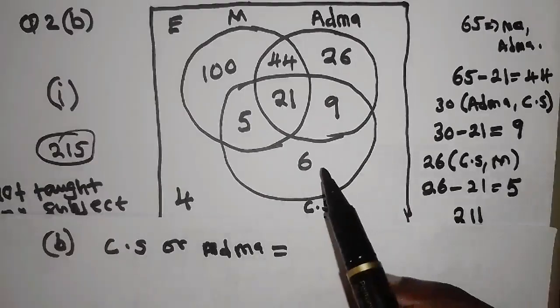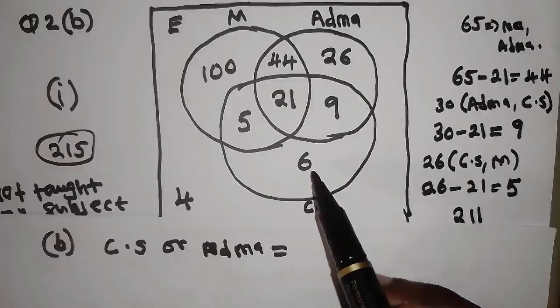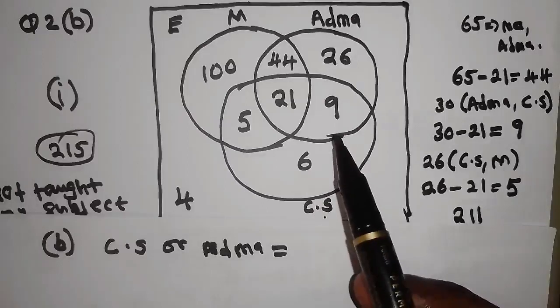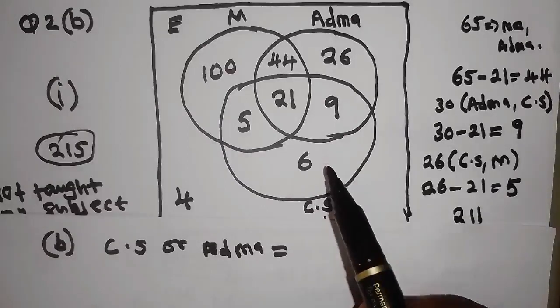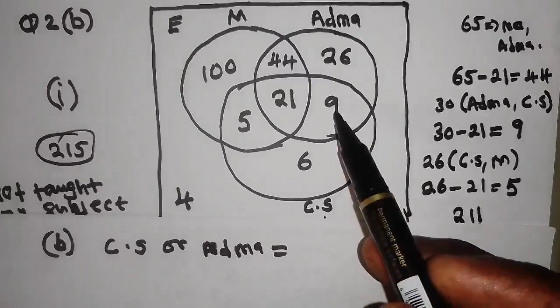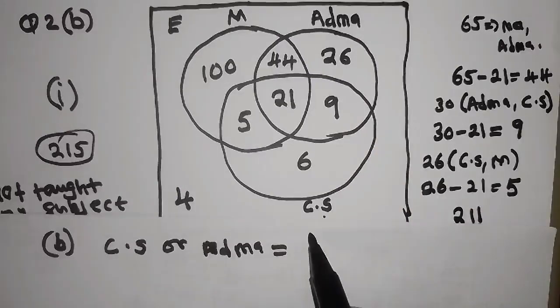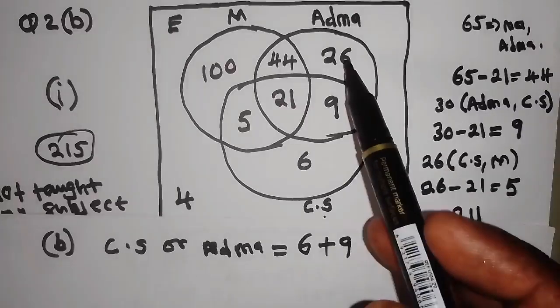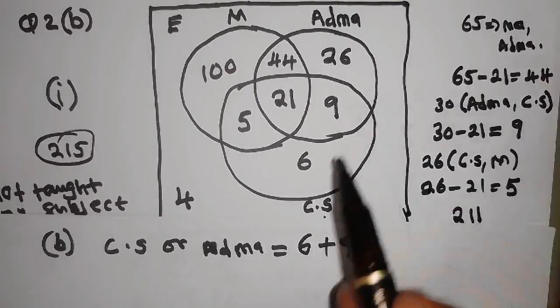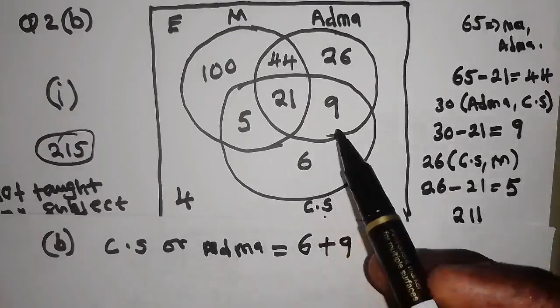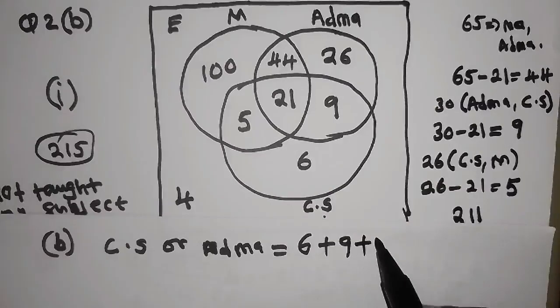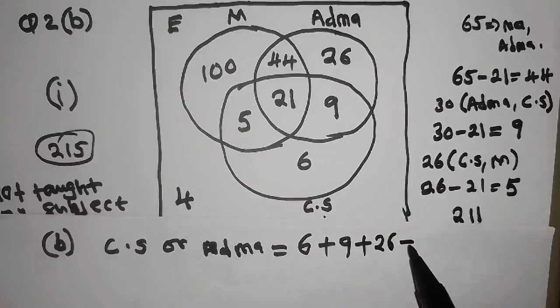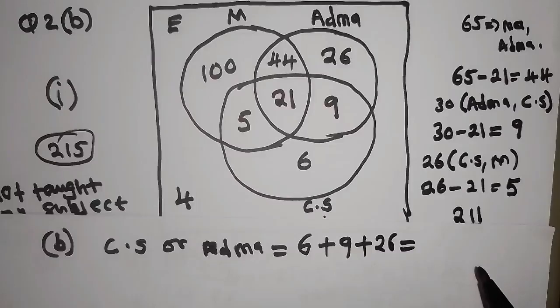okay, so computer studies 6, and you're also looking at so just 6, 9 and 26. So just 6 plus 9. So for additional mathematics 26 and also 9. Then for computer studies just 6 and 9. So just in this. And once you add it, you are going to get 41.